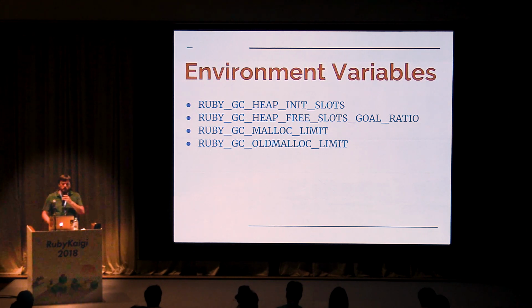Free slots goal ratio is telling Ruby, I want 35% of my slots to be free. So if I keep using stuff until it's only 15% free, allocate me some more slots. The malloc limit and the old malloc limit are, again, the number of bytes allocated where it decides it needs to expand past it. Those are the thresholds for size. Specifically, malloc limit is the size threshold for all your objects. And the old malloc limit is the threshold for your old generation objects, for stuff that has already lived through a garbage collection.